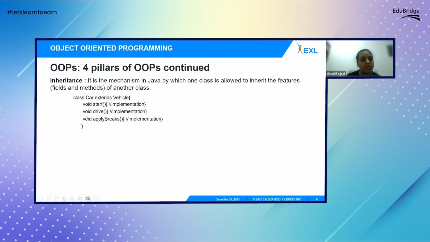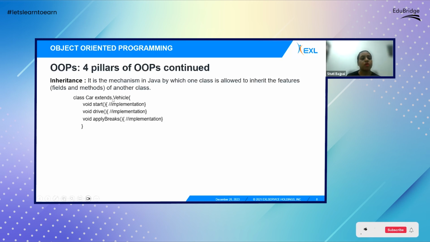We have the start, we have the drive method, we have the apply brakes, and we'll provide the implementation according to our requirement. We may or may not implement. The Vehicle in this case was an abstract class, so we are providing the implementation in this class. We can also extend concrete classes, which means everything that a concrete class does, the child class will be doing, until and unless we extend its behavior using polymorphism, which we'll learn in a minute. And it will contain all the properties that the Vehicle class or the concrete class has.